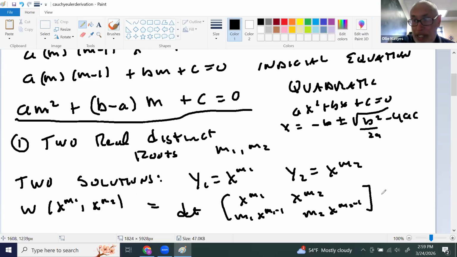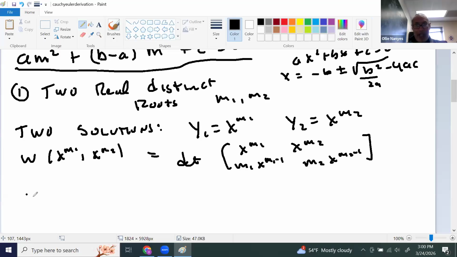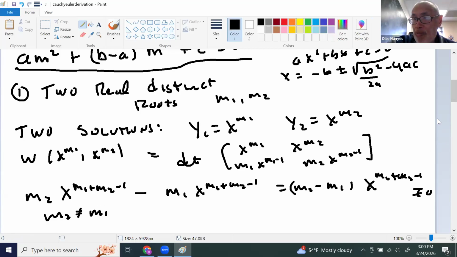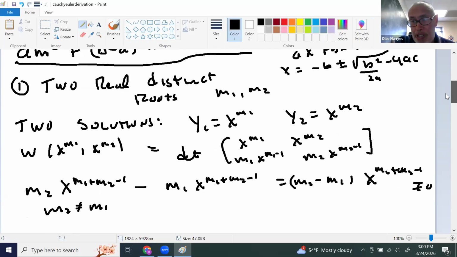We're taking the derivatives in the second row, right? If we take the Wronskian, what we have is m2 x to the m1 plus m2 minus 1, subtract the same thing except we have an m1 coefficient, x to the m1 plus m2 minus 1. And this is not 0 because m2 is not m1 on that interval. So, ta-da! Those are two linearly independent solutions, and life is good.